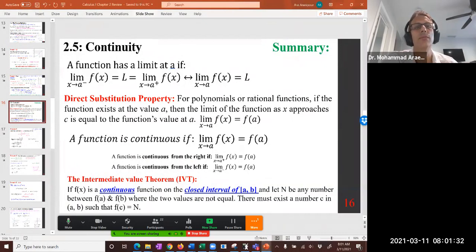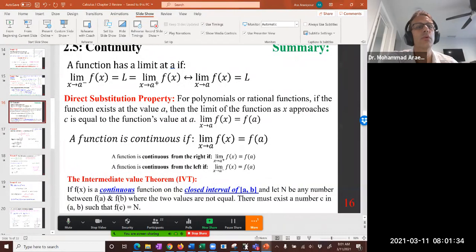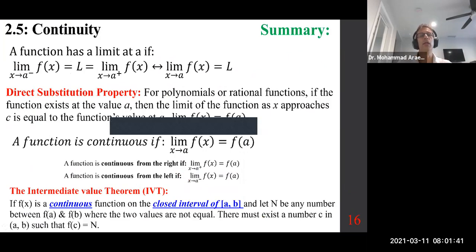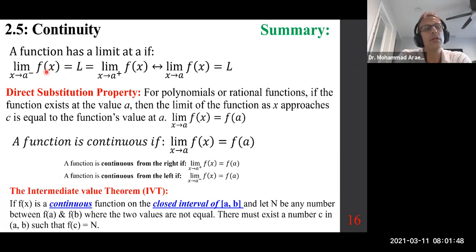So here we go. We are looking at 2.5, continuity. The synopsis of that is very simple. Continuity takes place when the limit is equal to the functional value. So the limit of f of x as x approaches a from the left refers to the limit from the left side, and this is the limit from the right side. If the two are identical, the limit exists. Continuity is when this limit is equal to the functional value.